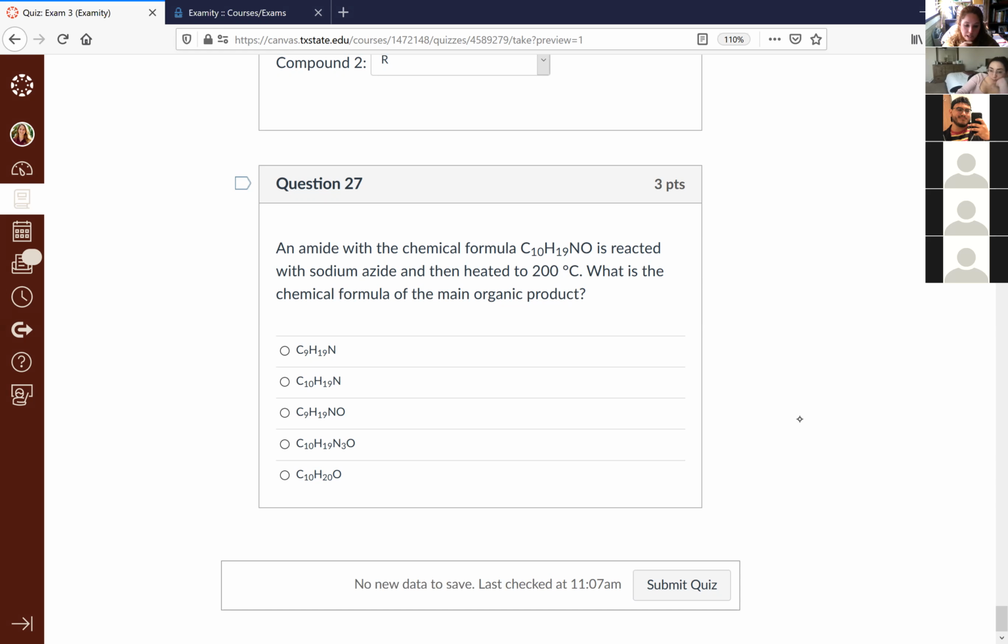Not just the oxygen. So this is a reaction that takes an amide and turns it into an amine where the entire carbonyl gets removed. So we're just looking for a formula that's 1 carbon and 1 oxygen less. So which answer does that? The first one. Right. So the correct answer is the first one.